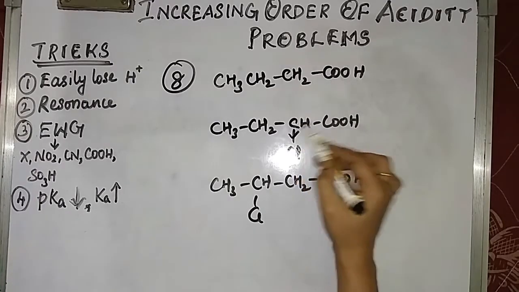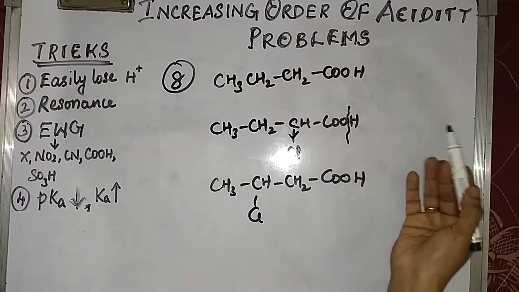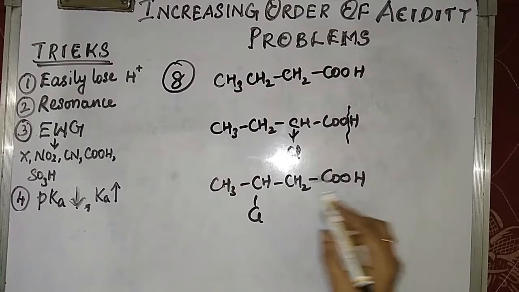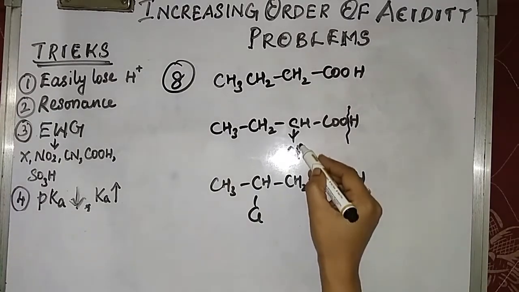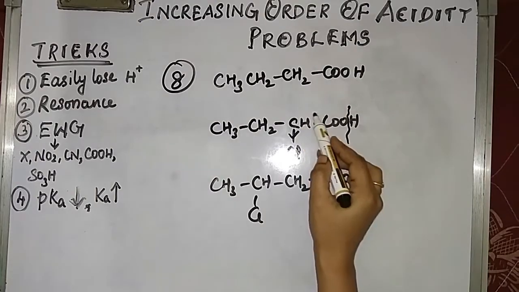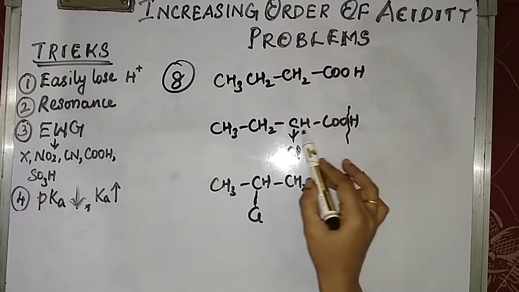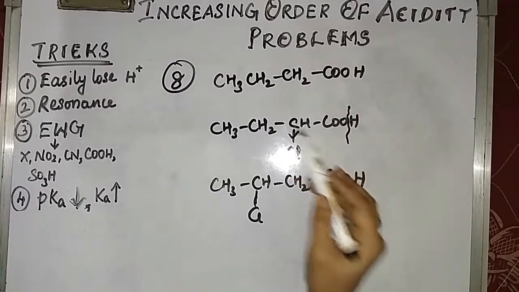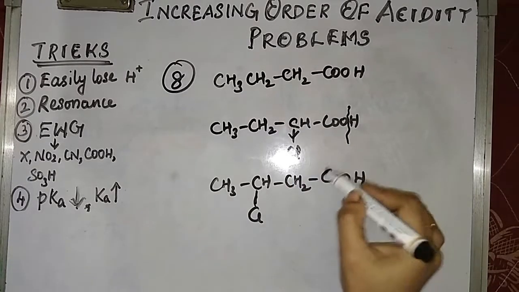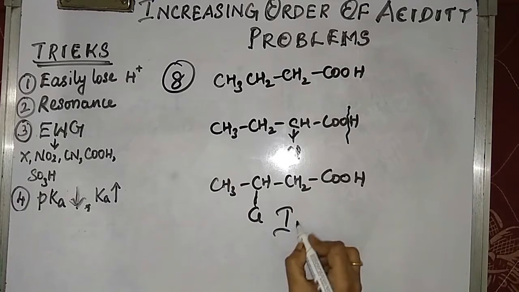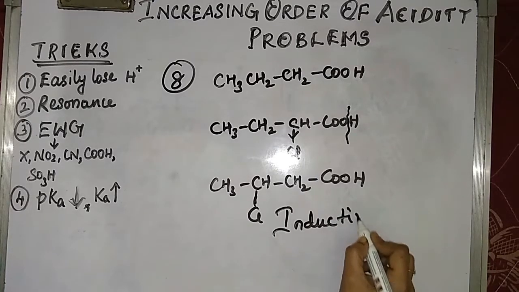inductive effect, and it easily leaves the proton, and this increases the acidic character. Here also chlorine is there, here also chlorine is there. But here it is one carbon away from that, while this one is very close. If it is very close, the inductive effect is also strong, but if it is away, the inductive effect falls off with the distance. Keep it in mind, the inductive effect falls off.